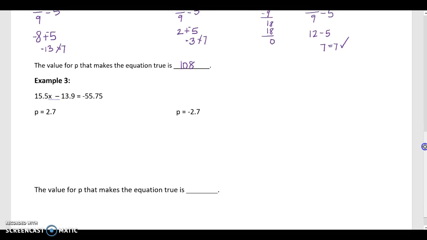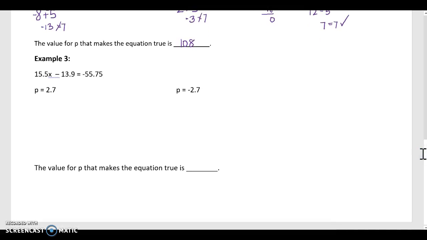Let's go ahead and do the last one. I'm going to help you guys set each one up, and I want you to solve it. So all we're doing is plugging, oh, it says P, but we're plugging it in here for our variable. So we want to do 15.5 times 2.7 minus 13.9. And look here, the only difference in this situation is going to be the sign.